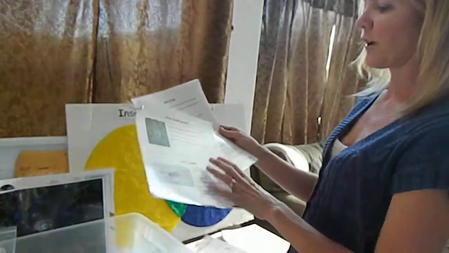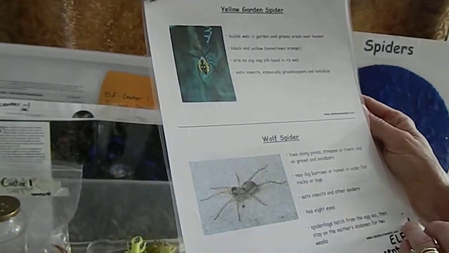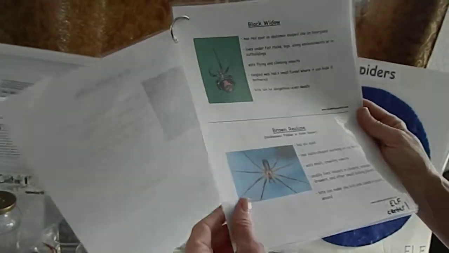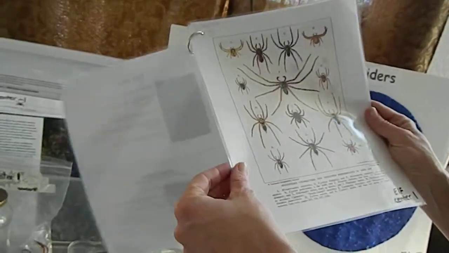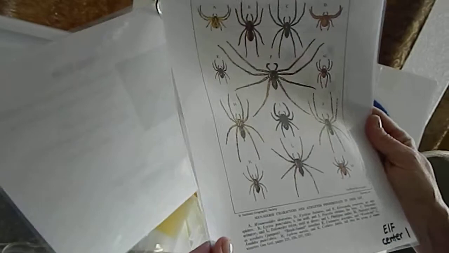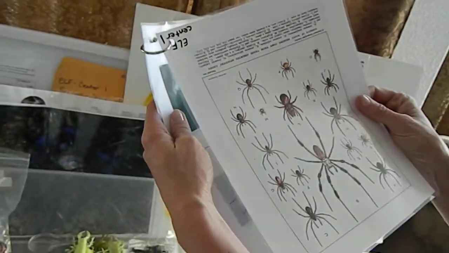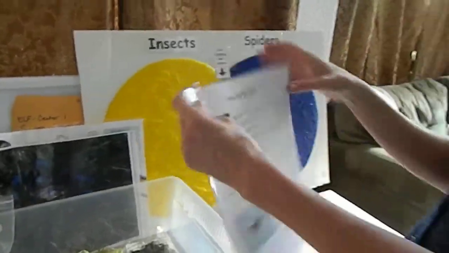This is talking about some common spiders around the Midwest: the yellow garden spider, the wolf spider, the deadly black widow, and the brown recluse. The kids will love this page, especially the boys. Here's another page of creepy crawlies with a key down here, and another page of creepy crawlies. So this is just kind of a spider guide, so you could even try to identify any spiders you bring in.